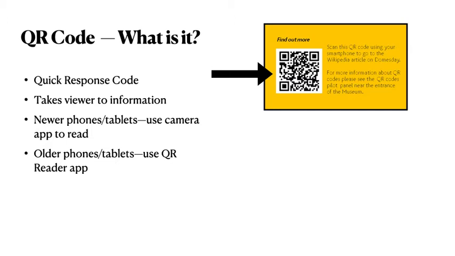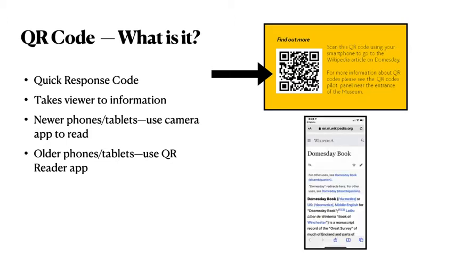So if you look at the yellow image, there's a QR code. And if you look right to the right of it, it says, scan this QR code using your smartphone to go to the Wikipedia article on doomsday. Well, this is from a museum, and it's an exhibit about the Doomsday Book, and they are instructing the patron to use their smartphone to find out more information. And so when the QR code is scanned, indeed what pops up on the smartphone or a tablet is the Wikipedia article about the Doomsday Book.